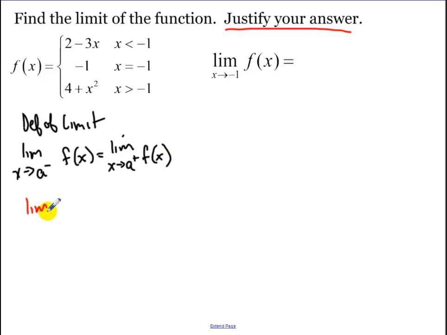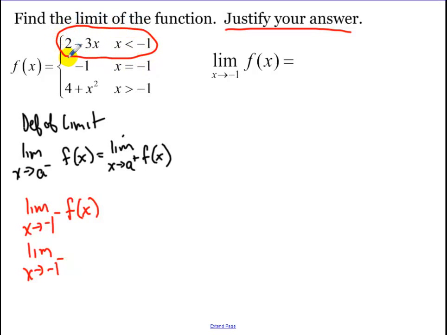I need to find the limit as x goes to -1 of numbers a little bit less of our function. Well, which function do I use for numbers a little bit less? This top piece is the numbers a little bit less. So I have 2 minus 3x. Since 2 minus 3x is a polynomial, I can just plug in, showing me the plugging in. So I have 2 plus 3, which is equal to 5.